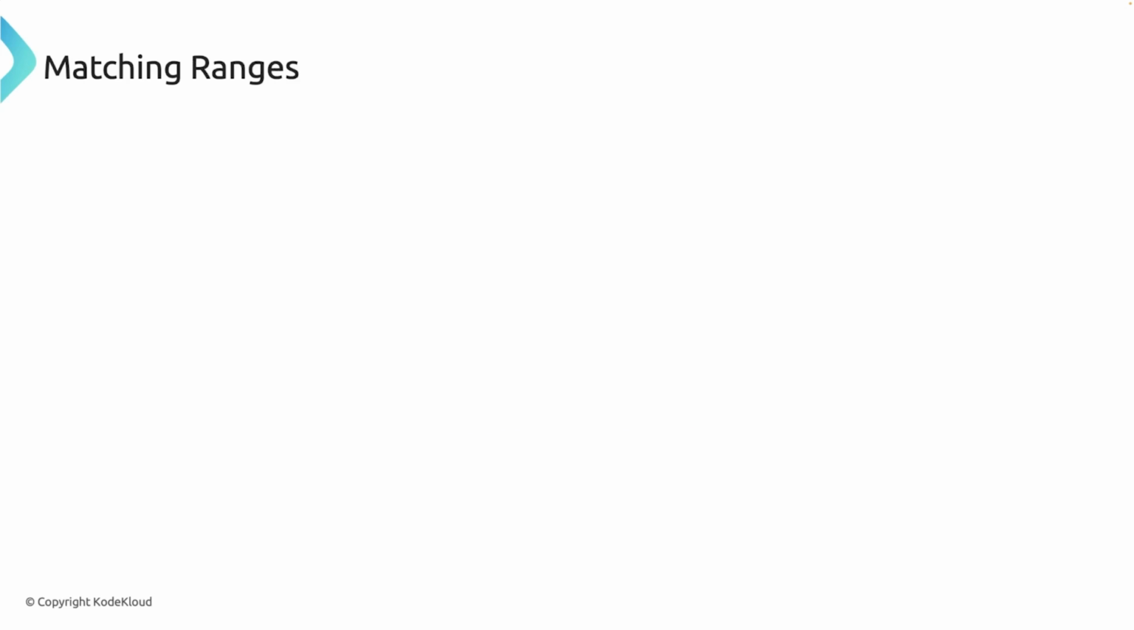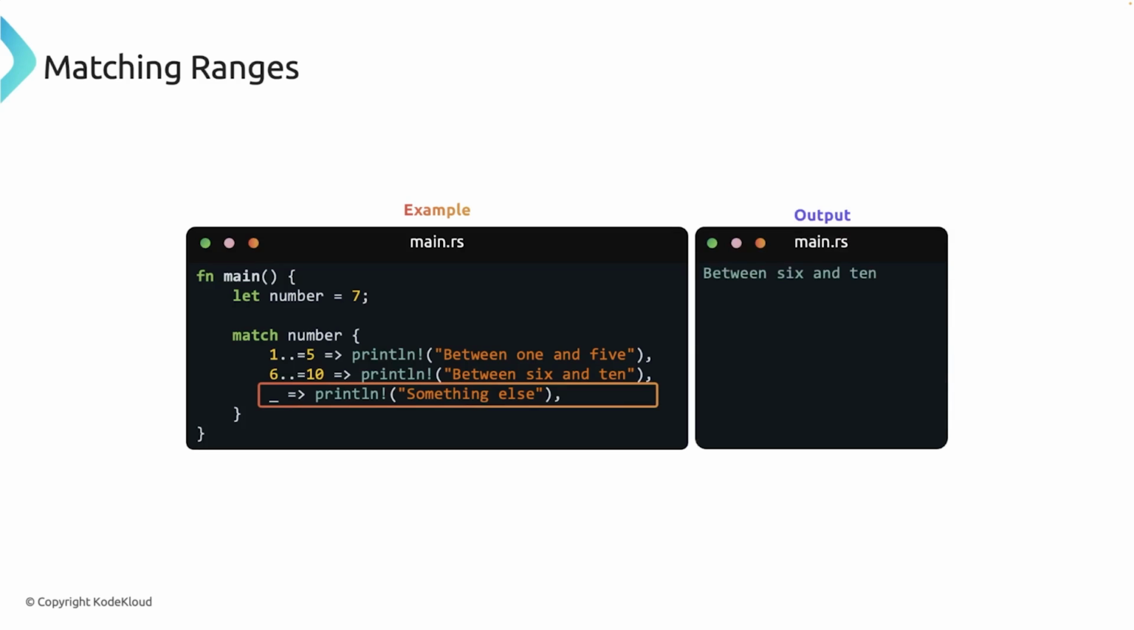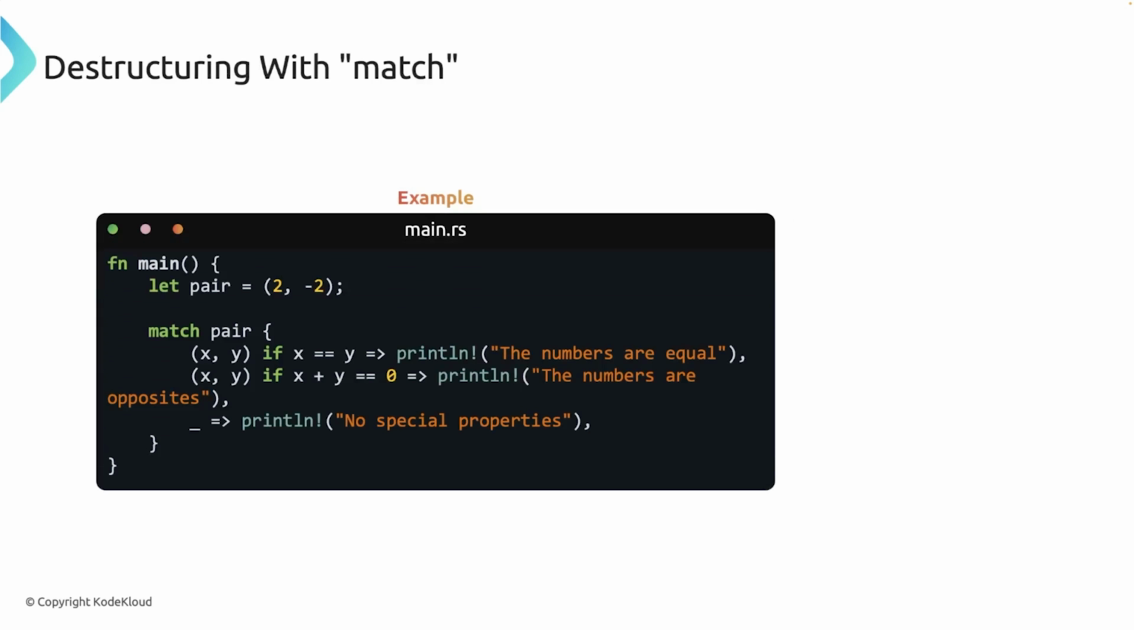You can match ranges of values using two dots and an equal sign. So in this example, the value of number is compared against the ranges 1 to 5, which means it's between 1 to 5, or 6 and 10, and then this default. So number 7 lies in the range 6 to 10, and hence we get an output as between 6 and 10. You can also use match to destructure complex data types like tuples, structs, and enums, allowing you to extract and work with their individual components.